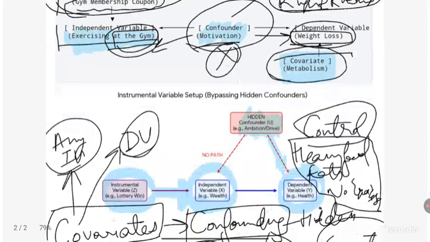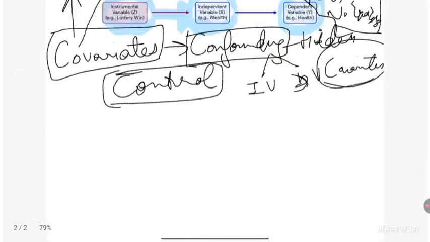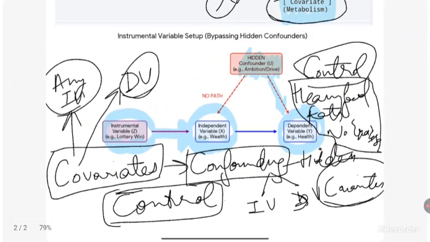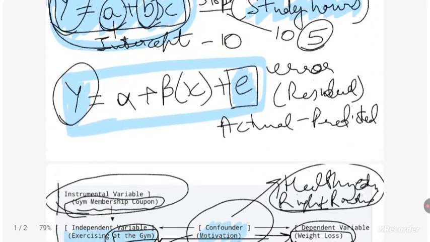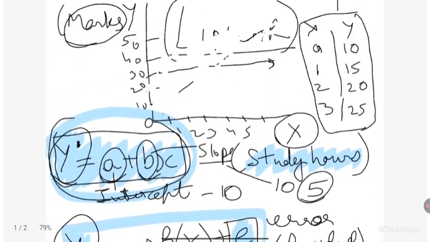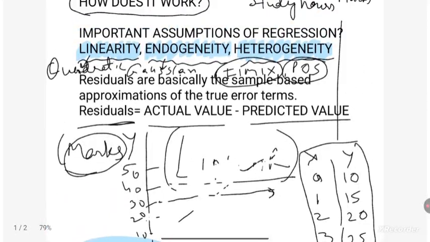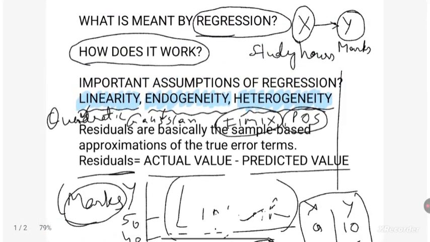I hope I've tried to explain in very simple terms what these different terms mean, what the assumptions of regression are, what regression is, what residuals are, and how to check these three assumptions of regression in advanced software. Further, I will be making a video on how to check these effects in SmartPLS.